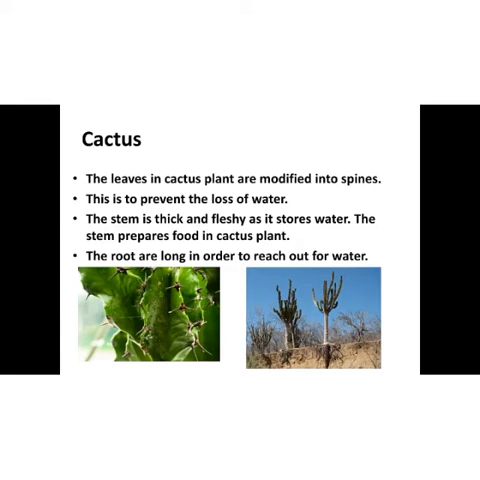What about the roots? The roots in cactus are long in order to reach out for water. These are the adaptive features which help the desert plant to survive in the extreme hot and dry conditions. Now, let us watch a video about this.